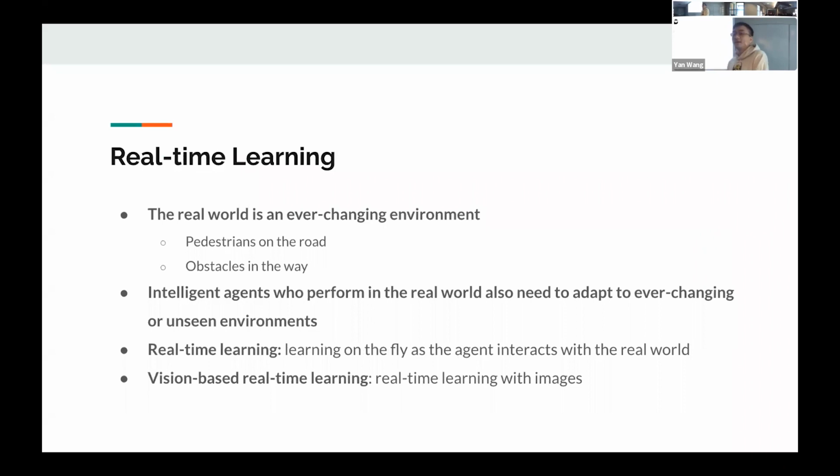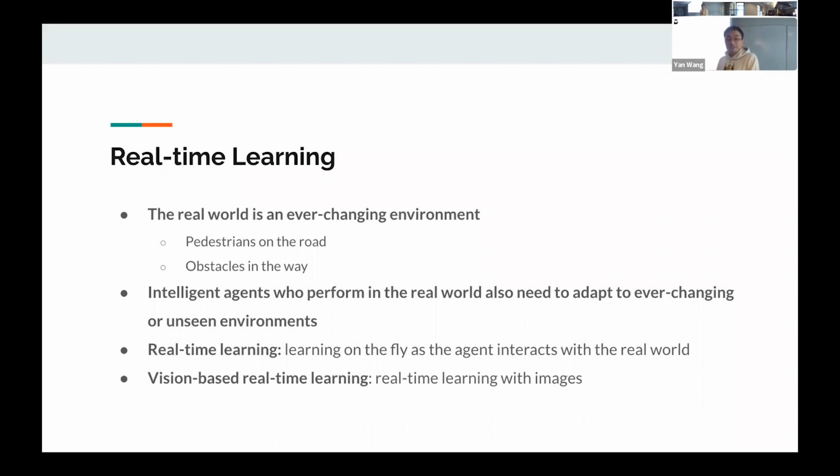To make the problem harder, the real world is a non-stationary environment. For example, a self-driving car needs to react to the changing road conditions, and a navigation system needs to react to unexpected obstacles. As a result, an intelligent agent who performs in the real world not only needs to learn from the images, but also needs to adapt to an ever-changing or unseen environment.